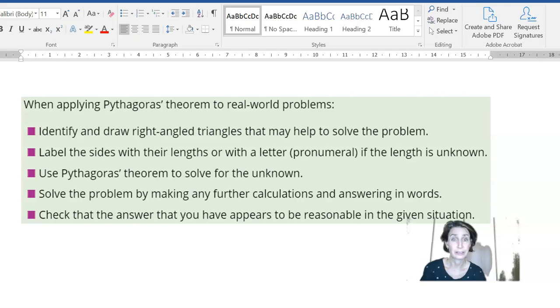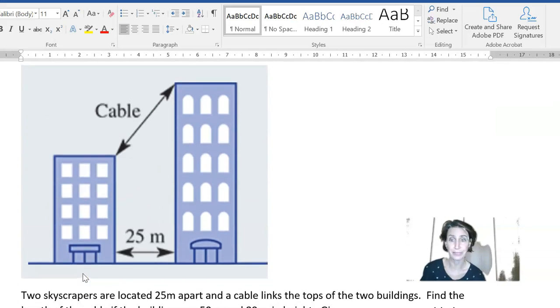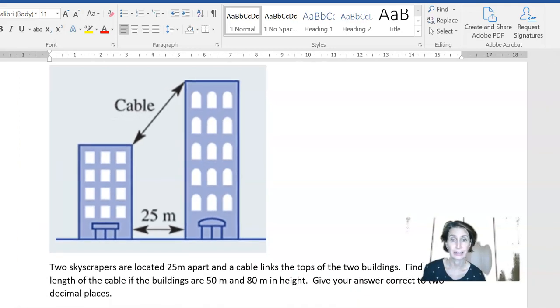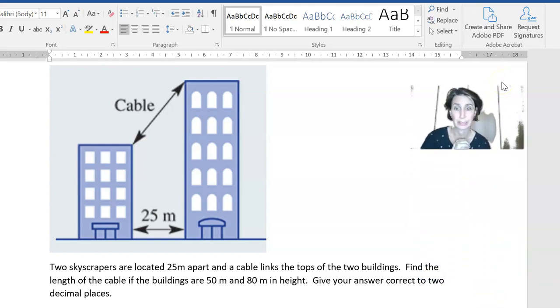So the 3 steps in the middle we already have done. Okay, we know how to do those steps. So we're just going to practice doing the first step and the last step with these problems. Here's our first problem. All right, so we've got here 2 skyscrapers. They're located 25 meters apart, and there's a cable which links the 2 buildings. Find the length of the cable if the buildings are 50 meters and 80 meters in height. Give your answer to 2 decimal places.